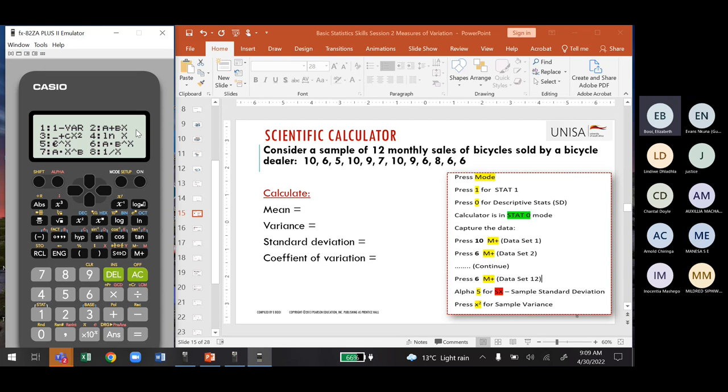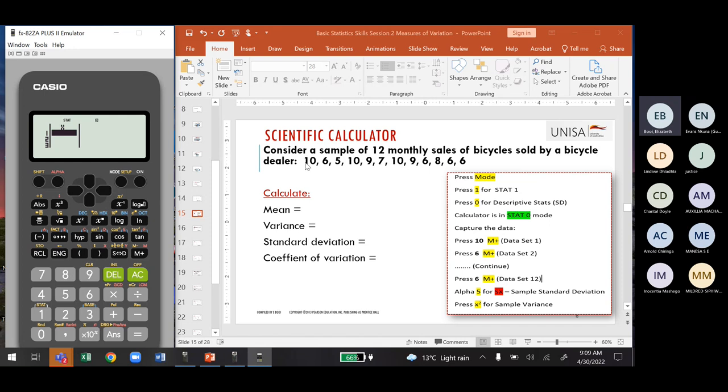Now, for today's session, we're only going to use 1-Var. When we do regression, we're going to use 2, A plus BX. So for today, we're only going to use 1-Var. So you're going to click 1, as number 1 corresponds with the first option, and you will get a table that looks like this. Now you're going to enter your data into the table. Your data are those numbers: 10, 6, 5, 10, 9.